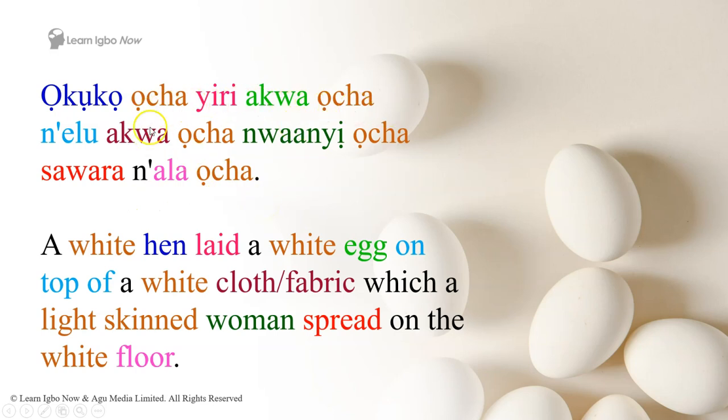Ọkụkọ ọcha yiri akwa ọcha n'elu akwa ọcha nwaanyị ọcha sawara n'ala ọcha. Ọkụkọ ọcha yiri akwa ọcha n'elu akwa ọcha nwaanyị ọcha sawara n'ala ọcha. Ọkụkọ ọcha yiri akwa ọcha n'elu akwa ọcha nwaanyị ọcha sawara n'ala ọcha. Ọkụkọ ọcha yiri akwa ọcha n'elu akwa ọcha nwaanyị ọcha sawara n'ala ọcha. Ọkụkọ ọcha yiri akwa ọcha n'elu akwa ọcha nwaanyị ọcha sawara n'ala ọcha. Ọkụkọ ọcha yiri akwa ọcha n'elu akwa ọcha nwaanyị ọcha sawara n'ala ọcha.